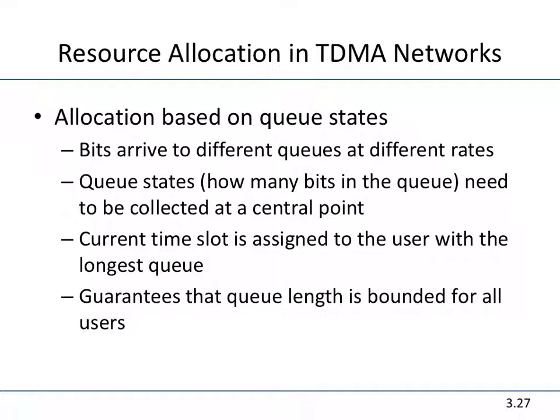So next. What we could try to do is incorporate some queue states. So allocation based on queue states. When the bits arrive to different queues at different rates, the queue states need to be collected at a central point, and then the central point will decide to give the resource to the user with the maximum size of queue. In which case, we're trying to balance out the size, regardless of whether some users may have very high rate traffic and some users may have very low rate traffic. This will allow the base station to maintain all the queues in a balanced way, even if that user has higher traffic than the other. That's what this tries to do.